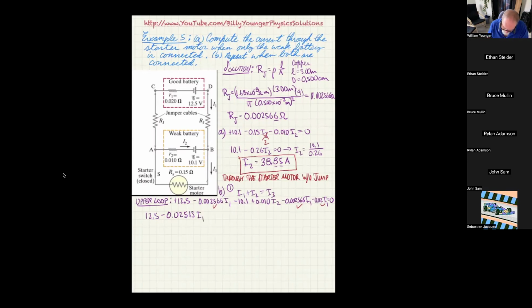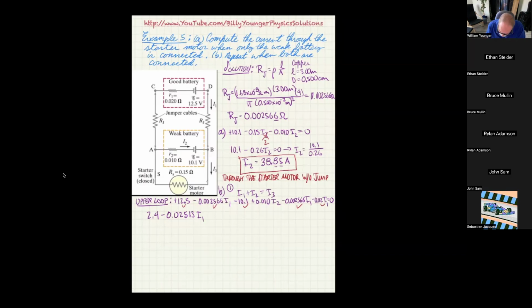So now I've taken care of all the I1 terms. I should probably go ahead and subtract the 10.1. So 12.5 minus 10.1 gives me 2.4. So let me fix that. I'm going to call this 2.4 instead of what we have. That took care of the 12.5 and the 10.1.